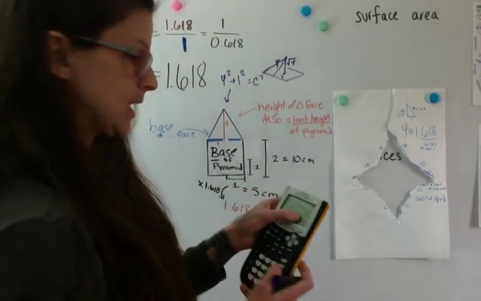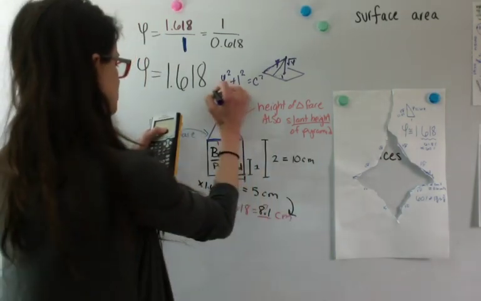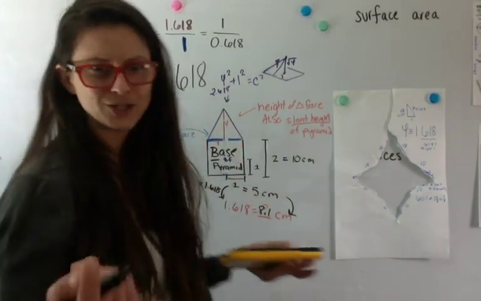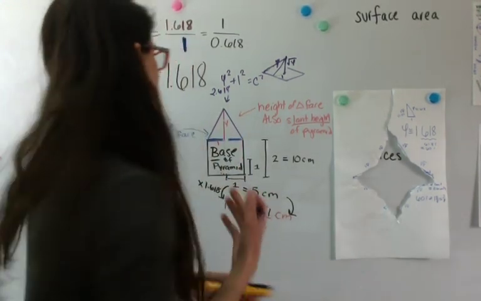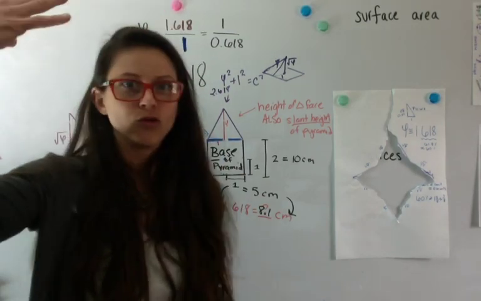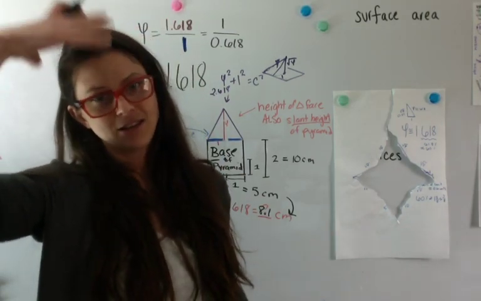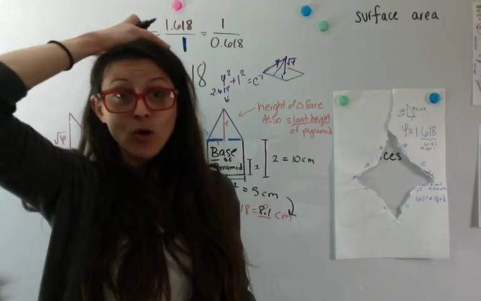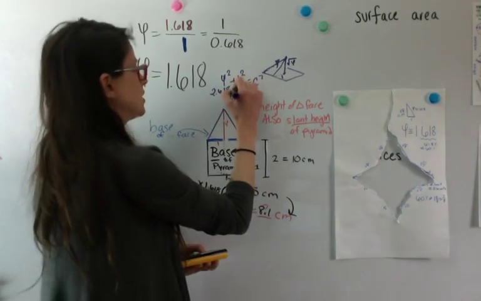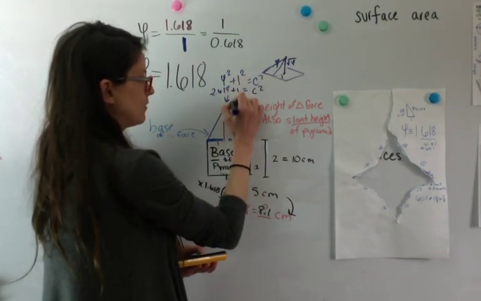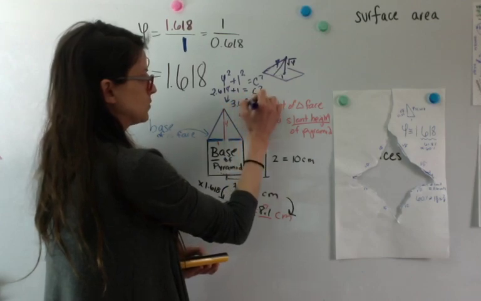So phi squared plus 1 squared equals this distance, that hypotenuse squared. So 1.618 squared, I just used my calculator, is 2.618. Okay? Oh, and we should know that because it's 1 plus 1.618. So see, that was me just creating a neural pathway in my brain. That just solidified it in my mind. Okay, plus 1 equals c squared. So I have that 3.618 equals c squared.